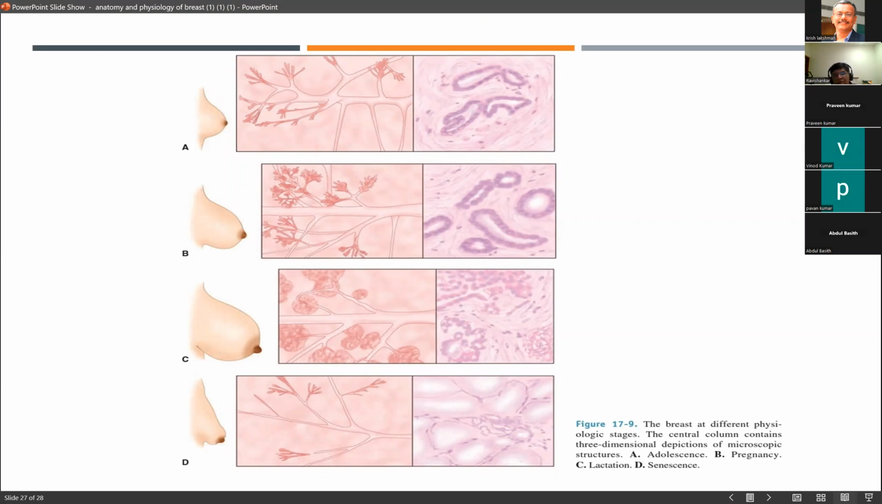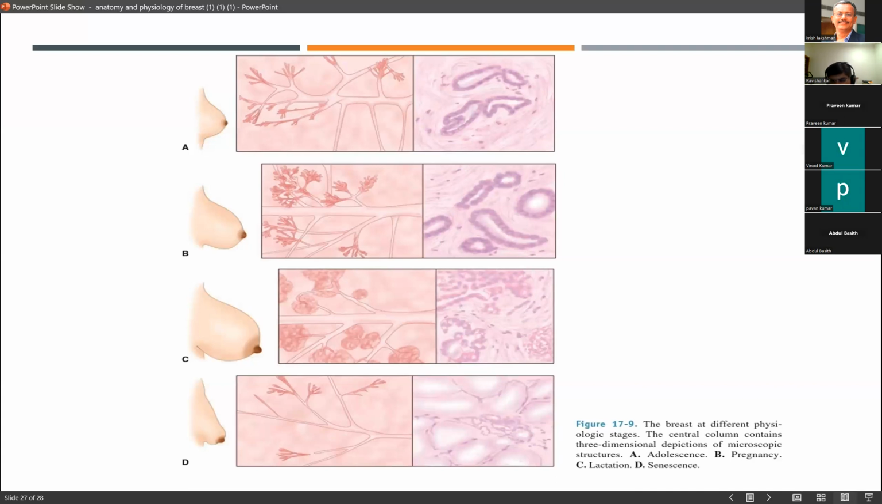Okay. Abdul, looking at this picture, how would you investigate a patient with some pathology who is young, who is pregnant, who is lactating, and who is postmenopausal? Post-menopausal, there will be involution of both the ductal and the lobular unit, with the shrinkage of the ducts and the lobular unit. Correct.